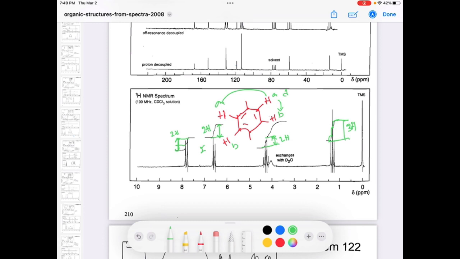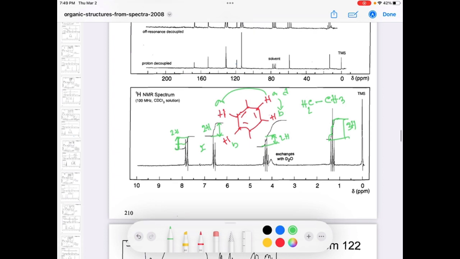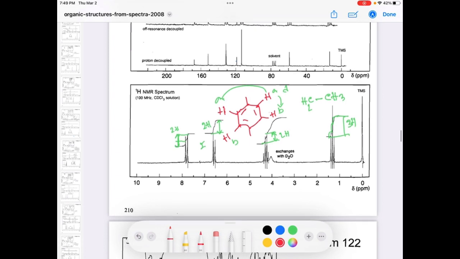Okay, so 3 protons as a triplet means this is definitely a methyl group, and since it is a triplet, it has a neighbor CH2. And that CH2 has a neighbor methyl, so that CH2 will give you a quartet. So it is giving a triplet here, and that CH2 will give you a quartet. So let's look for the quartet.